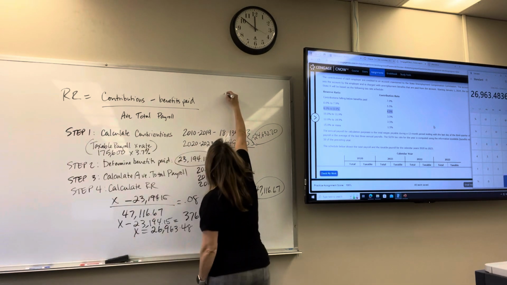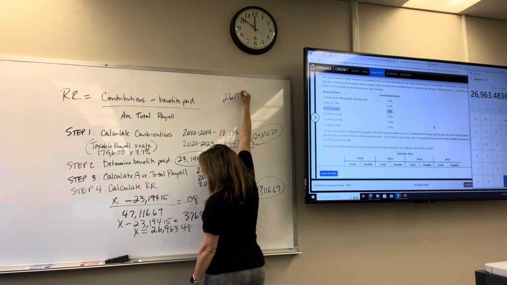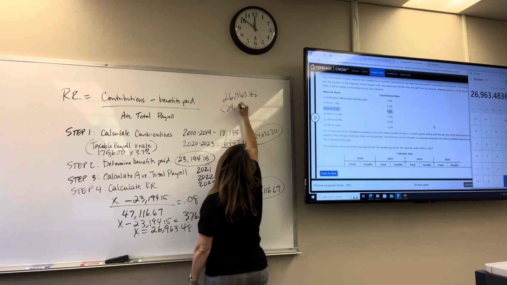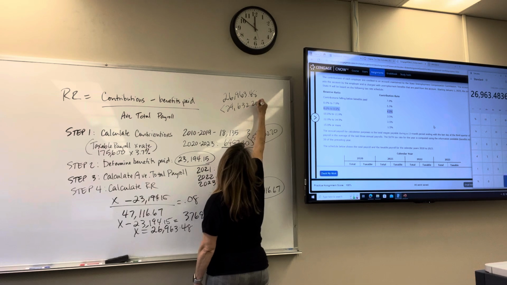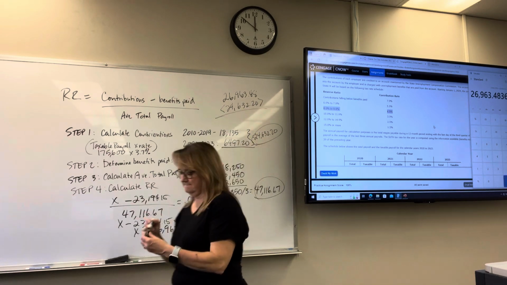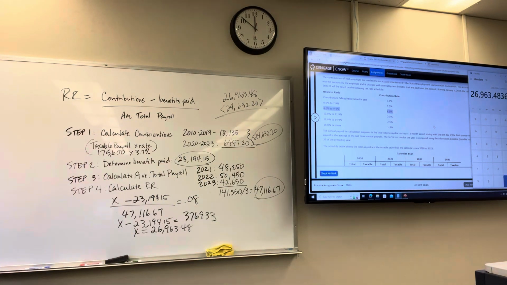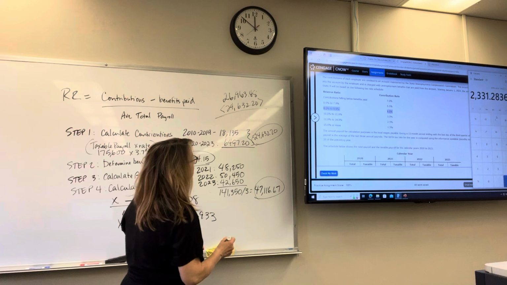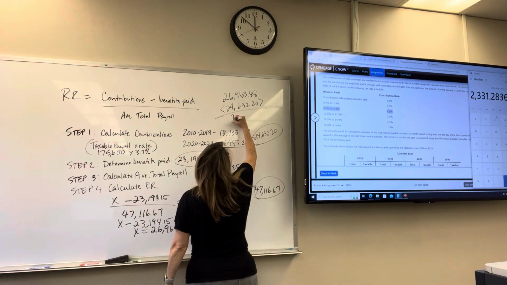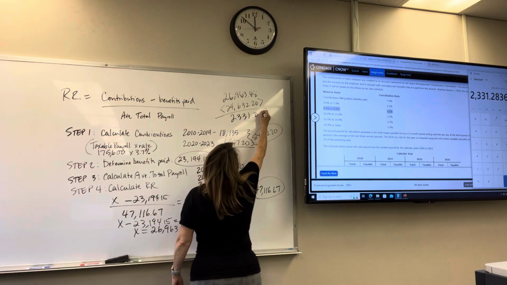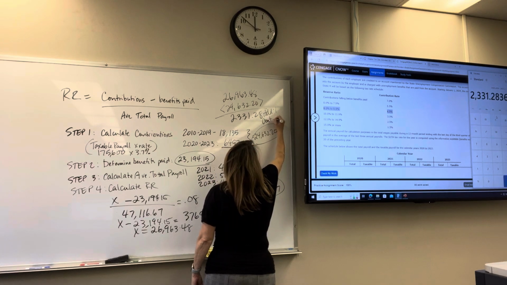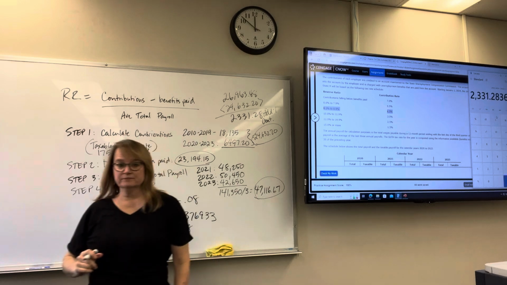So if we take the 26,963.48 minus the 24,632.20, you can see how much additional contributions we need to make. $2,331.28 additional contributions would need to be made.